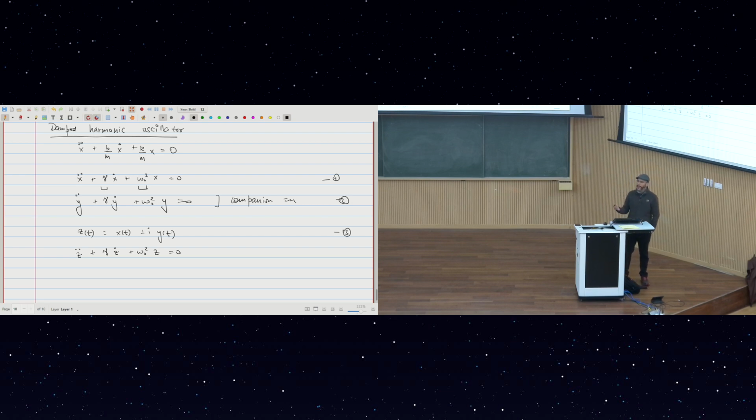And what do I want to find? I want to find x. So all I want to find is the real part of z. Once I find z, as you will see, by solving it, we'll want to find x ultimately, and x is nothing but the real part of my complex function z as a function of time.